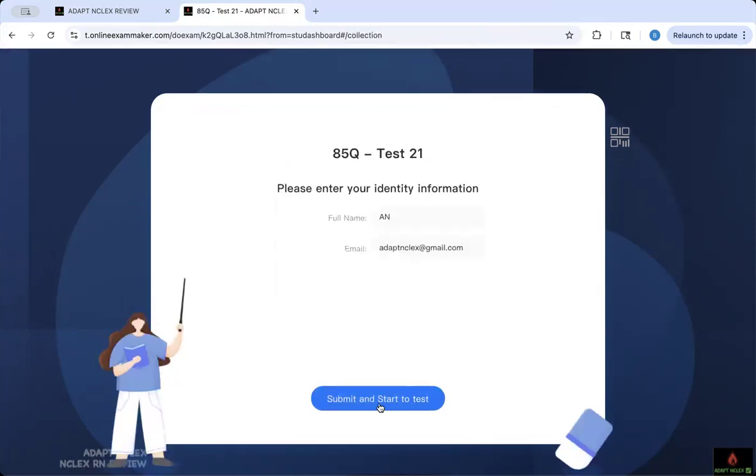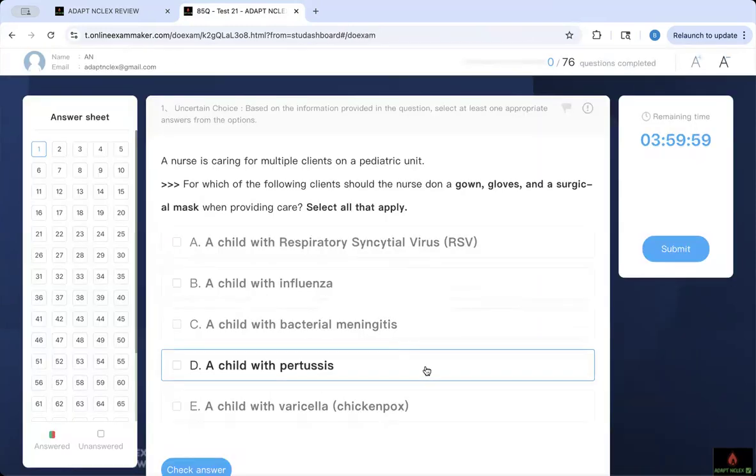This is like a random question, like the NCLEX mock exams. You don't know what you're going to get. First question, what do you see? Infection control. Strategy, how to answer them? Don't worry. Read the question from the back. Select or apply. Don't over-select. Which of the following clients should the nurse don gown, gloves, and surgical mask when providing care? Select or apply, those are the buzzwords.